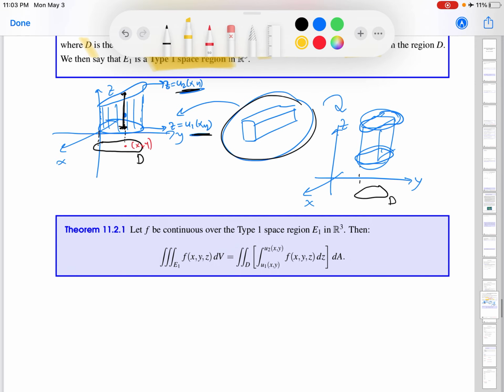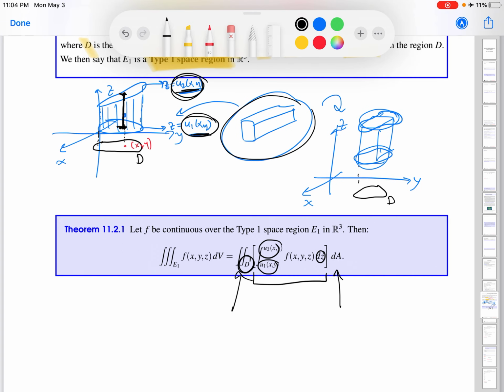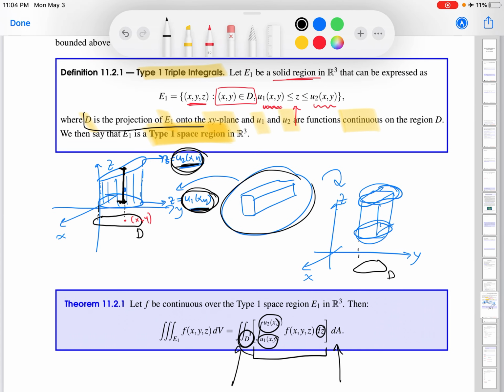We have yet another version. I didn't call it Fubini this time, but this is certainly another version of Fubini. So suppose f is continuous over a type 1 space region, E1 in R3. Then the triple integral of f is the double integral over D of the integral from u1 to u2 of f dz. So kind of what you would think, again, going back to the idea that we introduced in the previous module, if I draw now this line segment, the lowest z value is u1 of x1, the highest z value is u2 of x1. That explains my bounds down here for z. And then once I integrate out the z here, I am back to a double integral over the region D. So again, I assume that the entire solid projected onto the xy plane.